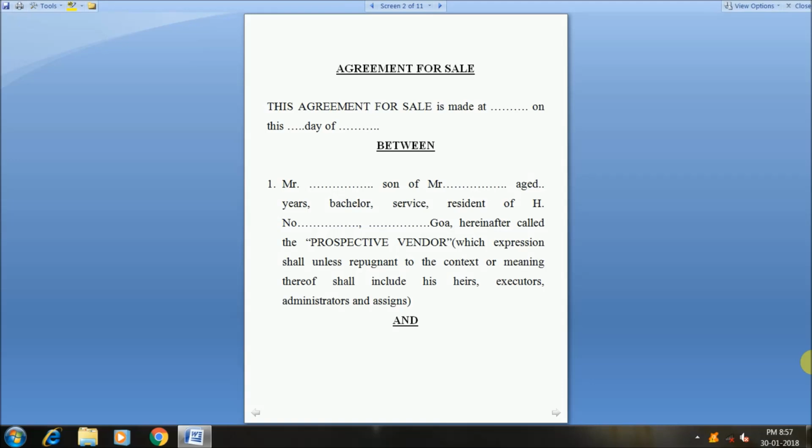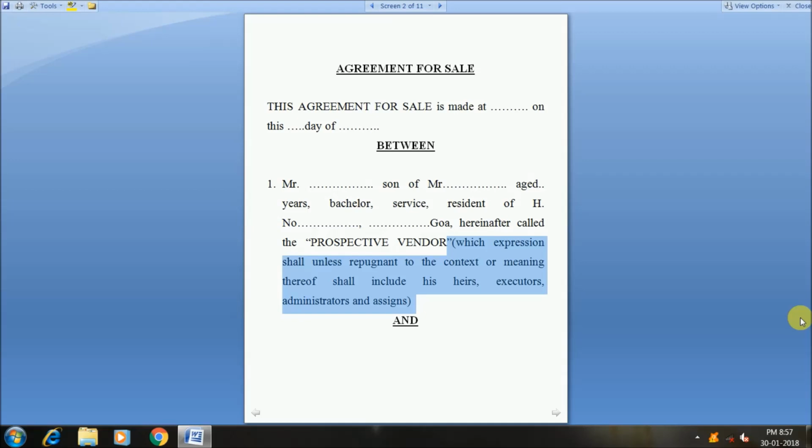And now subsequently what you have to take care of is this phrase right here that I've highlighted, which expression, unless repugnant to the context or meaning thereof, shall include his heirs, executors, administrators, and assigns. Now this phrase essentially means that if in the event subsequently, after the agreement is executed, the prospective vendor or the prospective purchaser, as the case may be, expires, then the legal heirs of that said person come into the picture. And so this phrase covers that aspect of legal heirs coming into the picture.